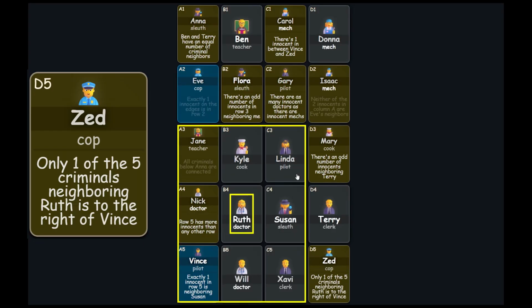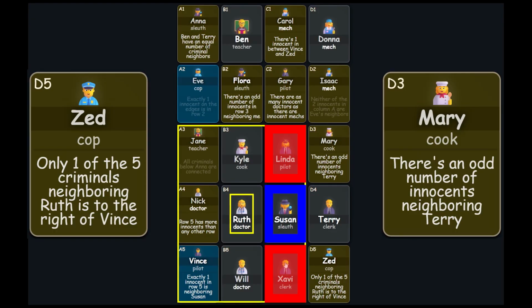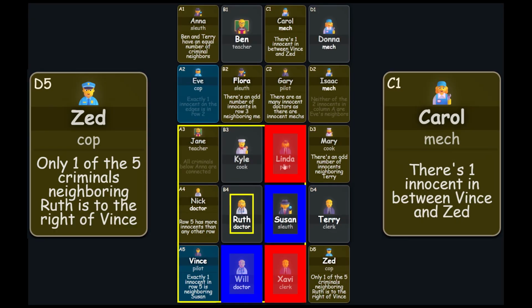Only one of the 5 criminals neighboring Ruth is to the right of Vince, so Ruth has 5 criminal neighbors or 3 innocent neighbors. One of them is already revealed, we just need to find the other 2. Let's assume Susan is innocent, then Linda and Xavier must be criminals because Terry must have 4 criminal neighbors. And this makes Will innocent because either Will or Xavier is innocent. Now Ruth has all 3 innocent neighbors revealed, so Kyle must be a criminal.